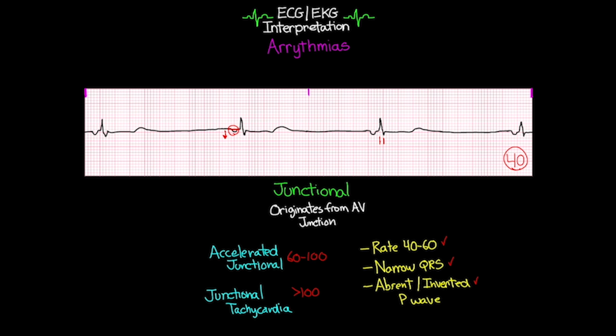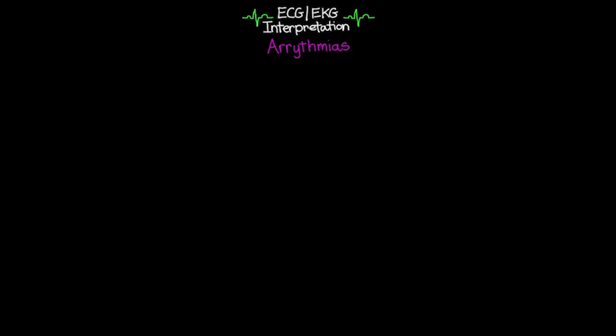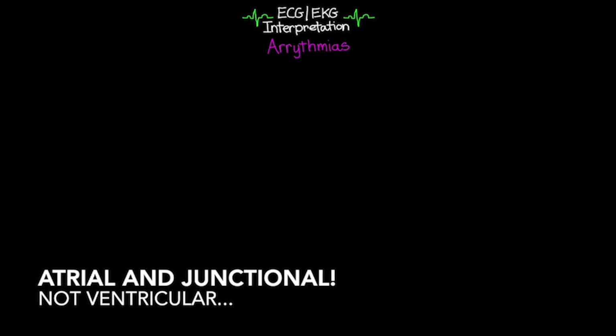You're still going to have that narrow QRS, as well as either those absent or inverted P waves. So definitely be on the lookout for those, because that's really a hallmark sign of our junctional rhythms: that absent or inverted P wave. All right, and so that sums up our atrial and ventricular rhythms.